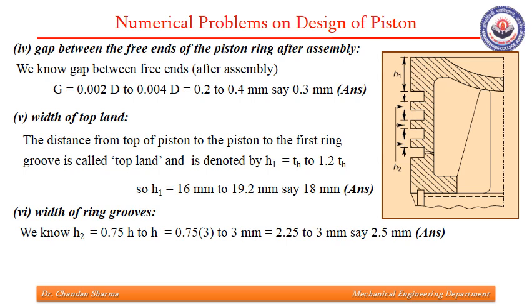And when the piston rings have been assembled, the gap is given by this relation. So the gap comes out to be 0.3 mm.